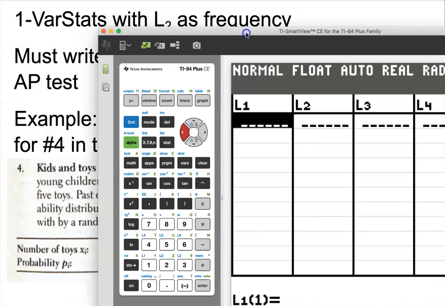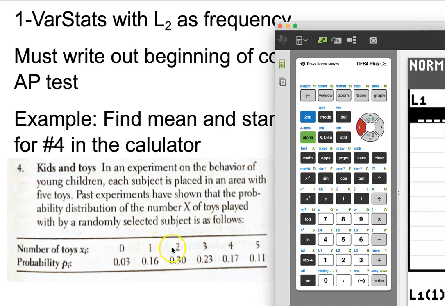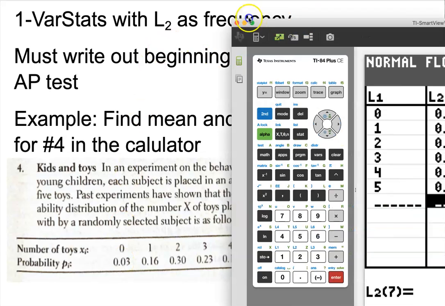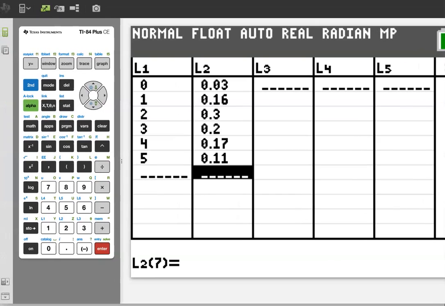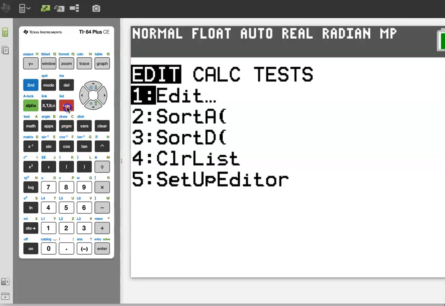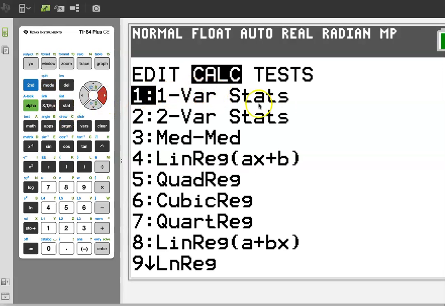Okay, so in L1, I'm going to put these values, 0, 1, 2, 3, 4, 5. L2, then I'm going to put in those probabilities. Okay, so you can see mine there as well. So now I'm just going to quit back to my regular screen, and we're going to go to Stat, over to Calc, and 1-Var Stats.